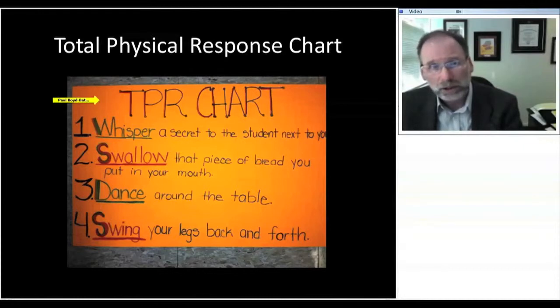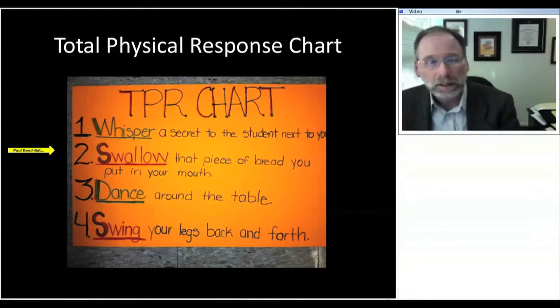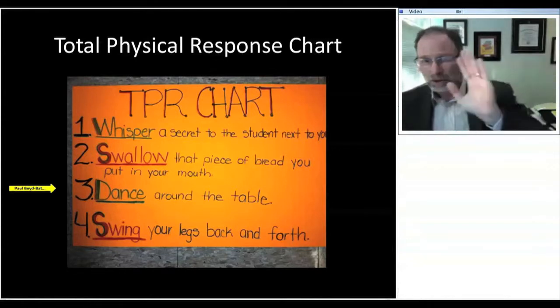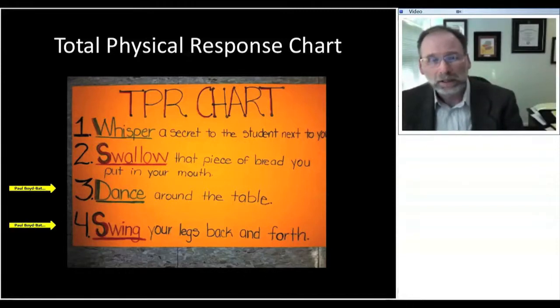The key words of the chart are whisper, swallow, dance, and swing. Each one of these is numbered to help students understand what's happening. And the command here is whisper a secret to the student next to you. Here they got some realia. They were given some bread, and they were taught, swallow that piece of bread in the mouth, doing the actual action with this. Dance around the table. Now, the teacher would dance with the students as they move and actually express the word dance by physical responses. And swing their legs back and forth.